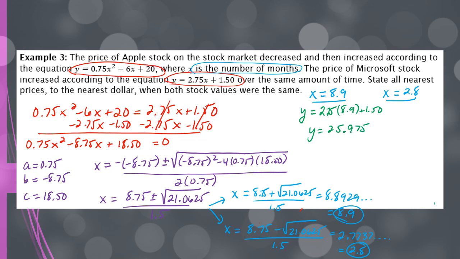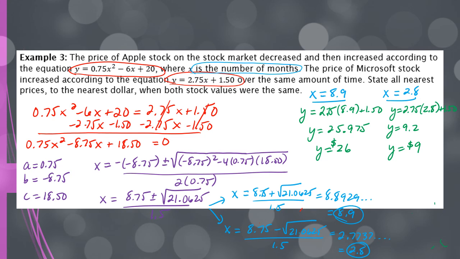25.975. Now this represents money, so if I'm rounding this to the nearest dollar, it would be 26. Okay, now let's figure out the other one. I have y equals 2.75 times this x value plus 150. So 2.75 times 2.8 plus 150 gives me 9.2. And if I'm rounding it to the nearest dollar, it would be $9.